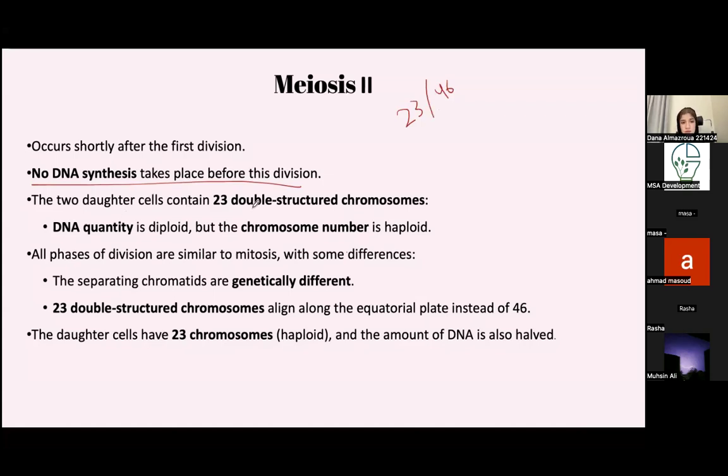Now, the 2 daughter cells contain 23 double-structured chromosomes, and the DNA quantity is diploid, but the chromosome number is haploid, which is literally what I just said here. We have 23 chromosomes, but the chromatids, or the DNA quantity, is 46. Now, all phases of division are similar to mitosis with some differences. The separating chromatids are genetically different. And can someone tell me what was the process that happened in meiosis I that made the chromosomes genetically different and not identical to the parent cell?